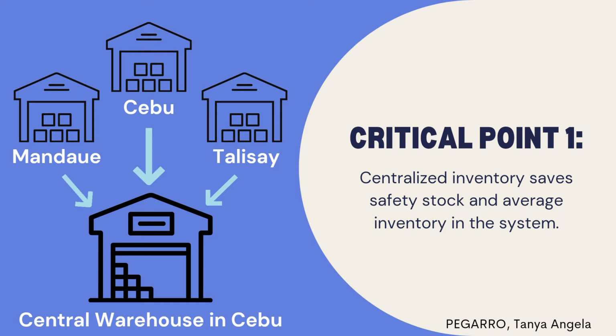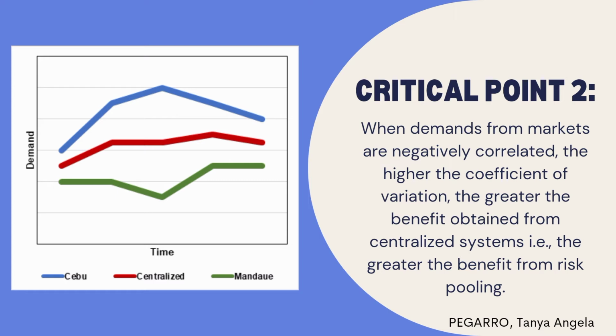Thus, critical point number one. A centralized inventory saves safety stock and average inventory in the system. Through a centralized system, when demands from the branches are negatively correlated, for example, Cebu branch has a higher demand compared to the Mandaue branch, they can offset each other as seen in the red line in the graph. Here, instead of Cebu branch experiencing shortage of stocks during high demand, the excess stocks from Mandaue branch can offset such demand.